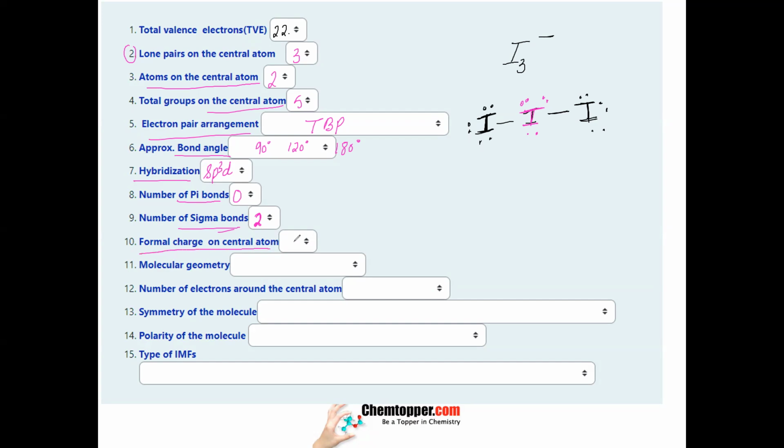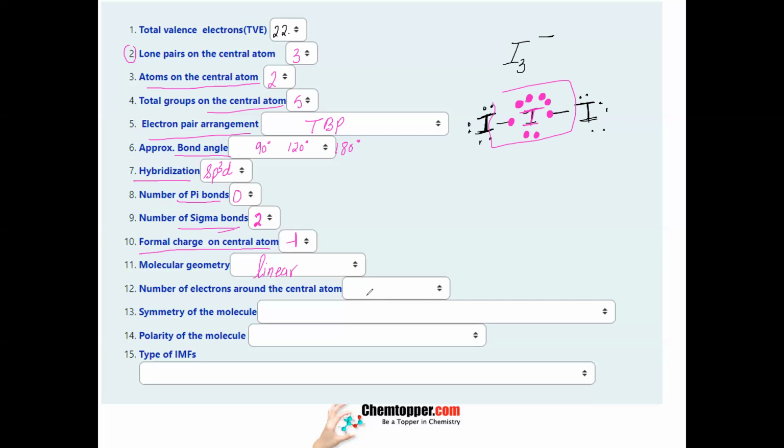Formal charge on the central atom? Yes, this is -1, children. This iodine is actually using 8 electrons. It has given only 7, but it's using 8. 1, 2, 3, 4, 5, 6, 7, 8. That's why it has -1 charge. Molecular geometry, Shashank is again right. Shashank is doing these answers very nicely. The molecular geometry, linear, yes.